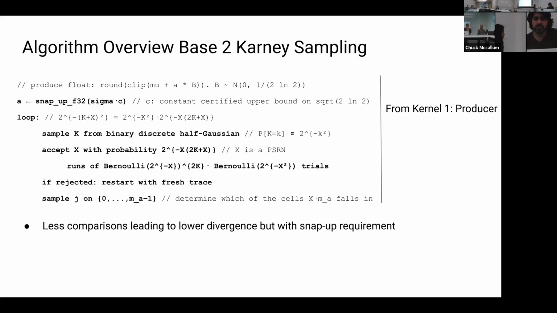Also, another version of this algorithm that Mike was exploring was using a base 2 version. So instead of sampling from the standard discrete Gaussian, you can sample from the binary Gaussian. But to do this, there is this snap up requirement. So that A value right there is the noise multiplier.